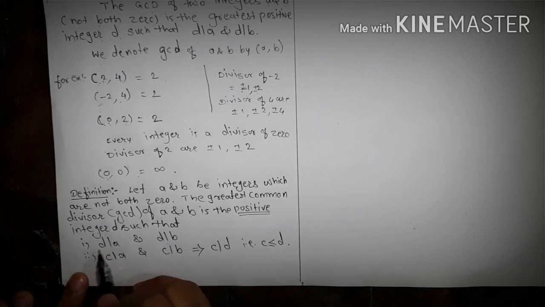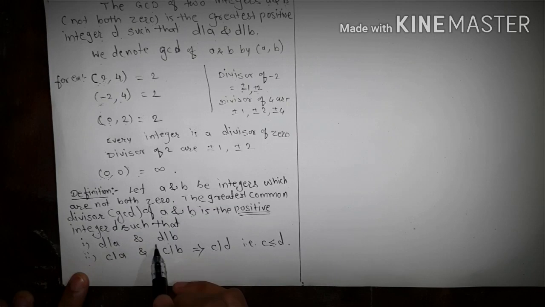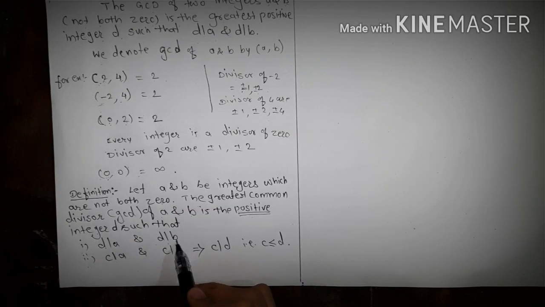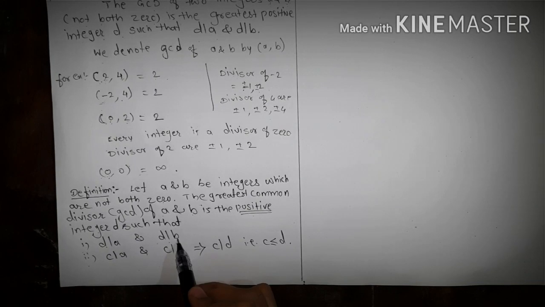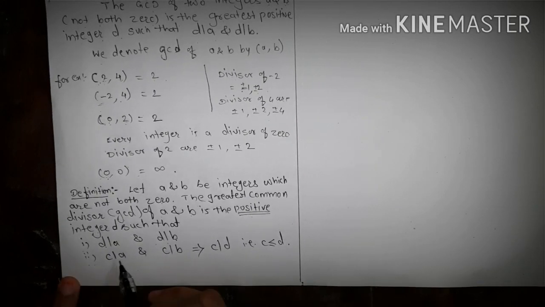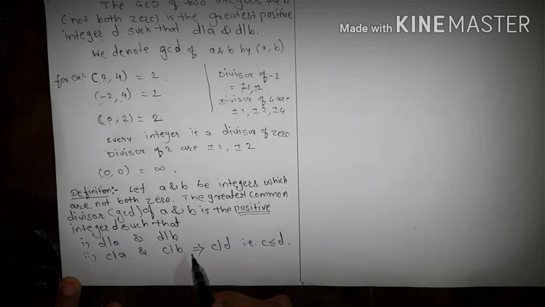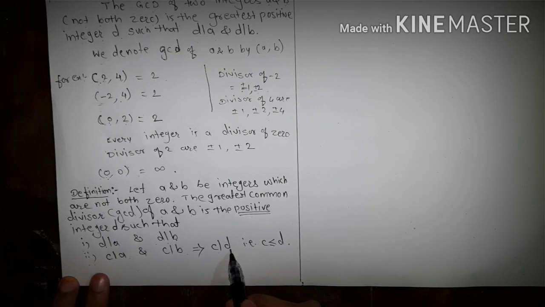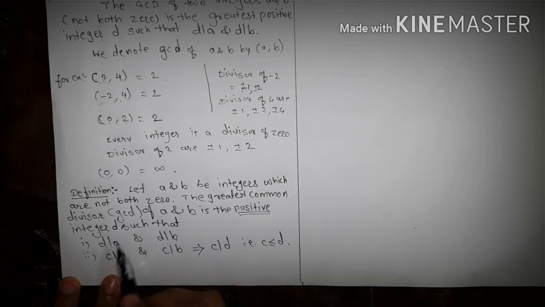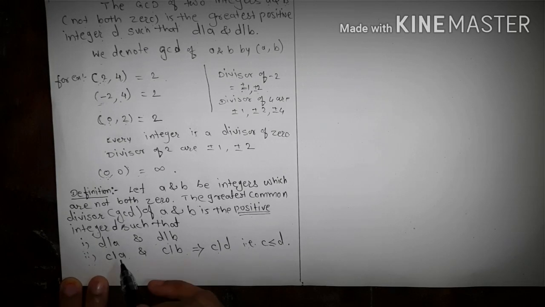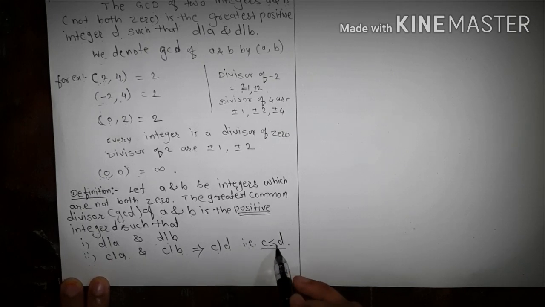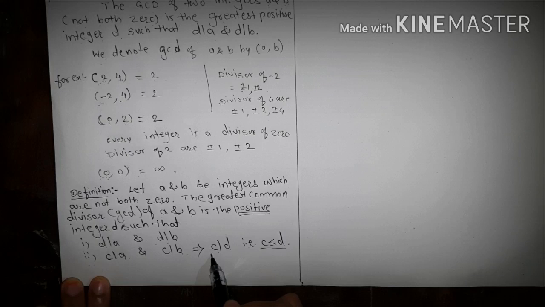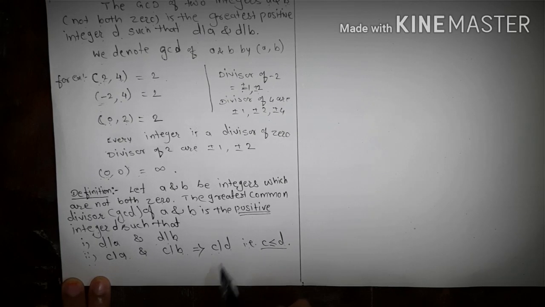Okay, so this one is important, that GCD is a positive integer D such that it satisfies two conditions. The first one is D divides A and D divides B. That is, the greatest positive integer divides both A and B. And the second condition is C divides A and C divides B implies C divides D. That is, if there exists any other divisor which divides both A and B, then that divisor is smaller than D, or we say that divisor divides D.